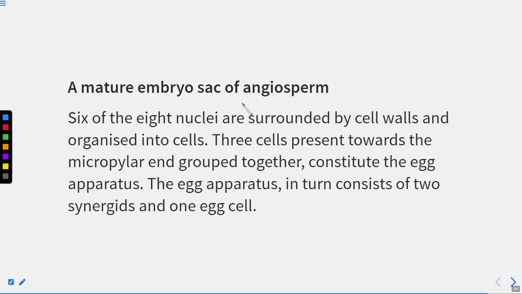Now the mature embryo sac of the organism. Here, 6 out of the 8 nuclei are surrounded by cell walls and are organized into the cells. 3 cells are present towards the micropylar end, which is known as the egg apparatus. They are grouped together and they constitute the egg apparatus. The egg apparatus in turn consists of 2 synergids and 1 egg cell. This you already know.